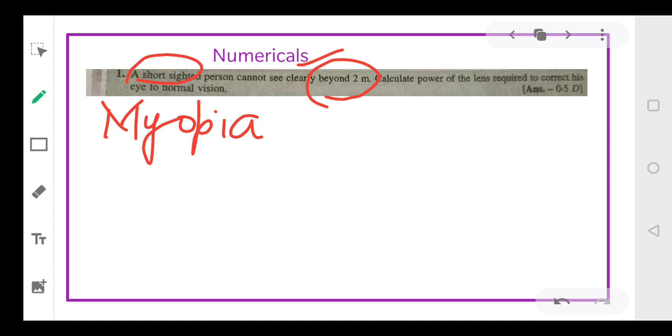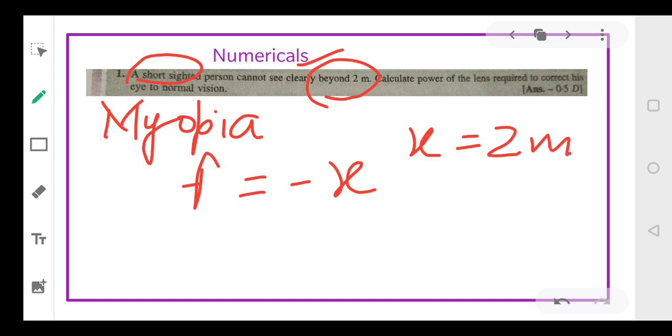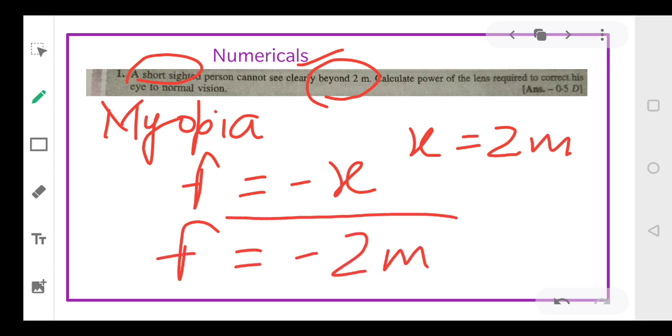Yes, very good. F is equal to minus x. I hope you remember this. So what is the x value given here? X is equal to 2 meters. So F becomes equal to minus 2 meters. So F is equal to minus 2 meters, right?